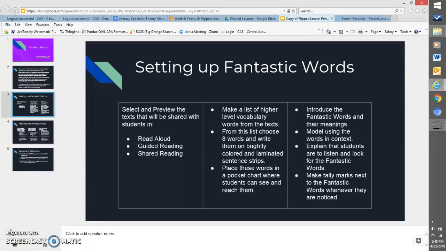In your first mini lesson, you're going to introduce Fantastic Words. You're going to share their meanings, model using the word in context, and then explain to the students that they are going to be listening and looking for the Fantastic Words whenever they listen, speak, write, or read. Then, if it is noticed, tally marks will be made next to the Fantastic Word.